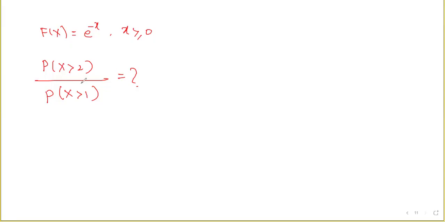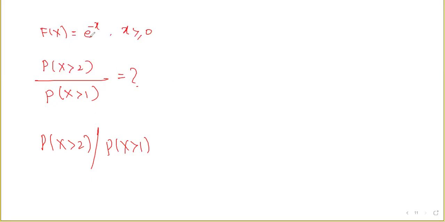Is it divided by, or conditional, like this? Probability x greater than 2, given probability x greater than 1, or is it divided by? Tell me first. We don't know. Ma'am told us today she will check and tell us tomorrow. Okay. I will discuss both cases. If it is divided by, how to solve. If it is given, meaning conditional probability, I will tell you, right?